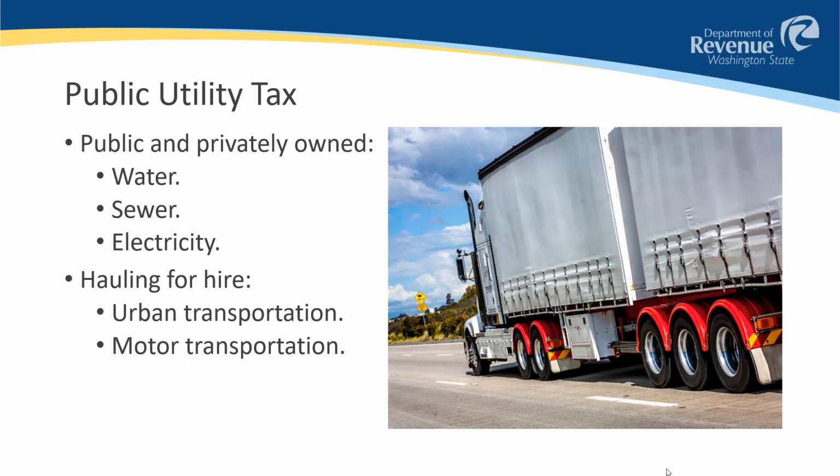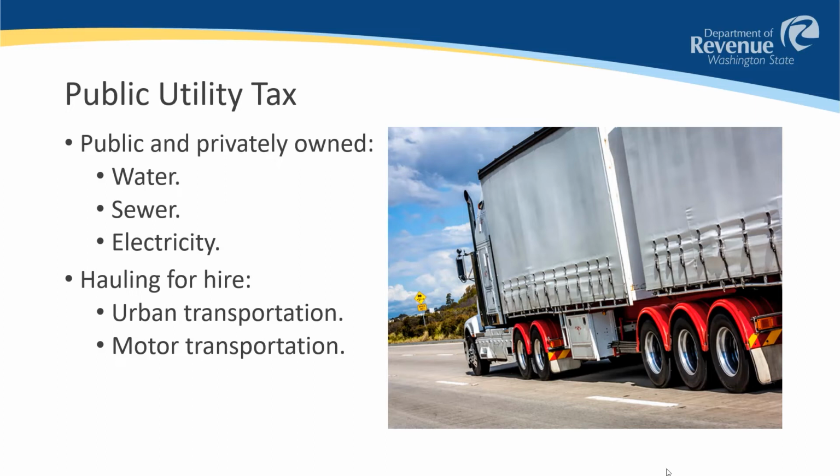The public utility tax is a tax on public service businesses. This tax is paid instead of B&O tax. Public service businesses include those that provide energy, water, and sewer services. They also include businesses who transport people and goods for hire, which I will discuss in detail here. Hauling for hire includes hauling goods as well as transporting people.